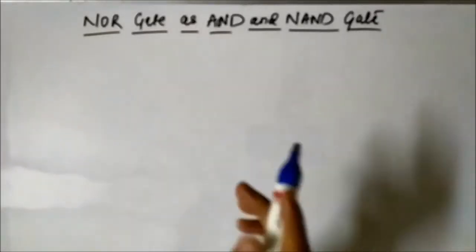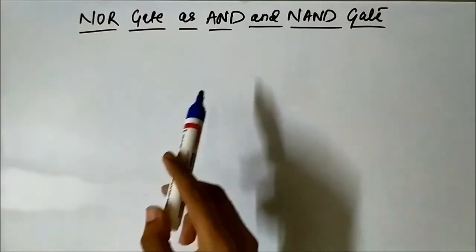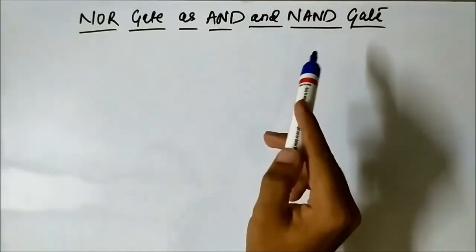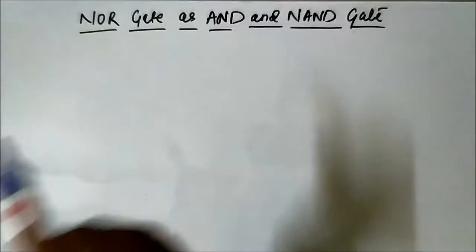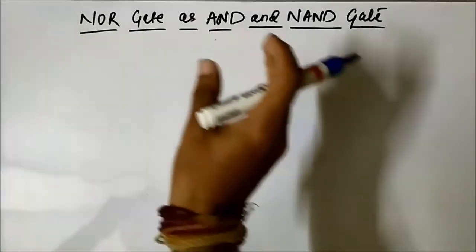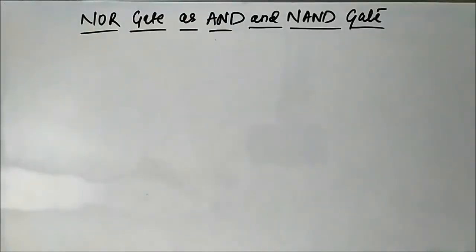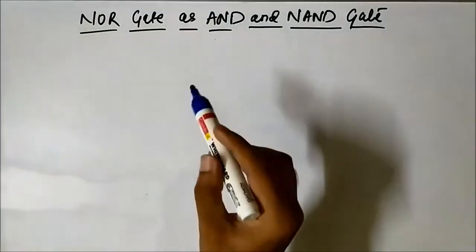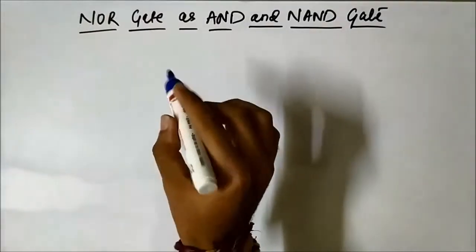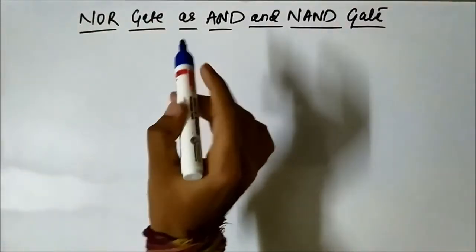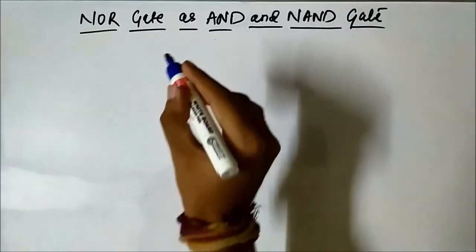So now we'll discuss how we can design an AND gate and a NAND gate using a NOR gate. Before we perform this designing of AND gate and NAND gate using NOR gate, first let us quickly see the simple rules that we are going to utilize to perform this conversion.